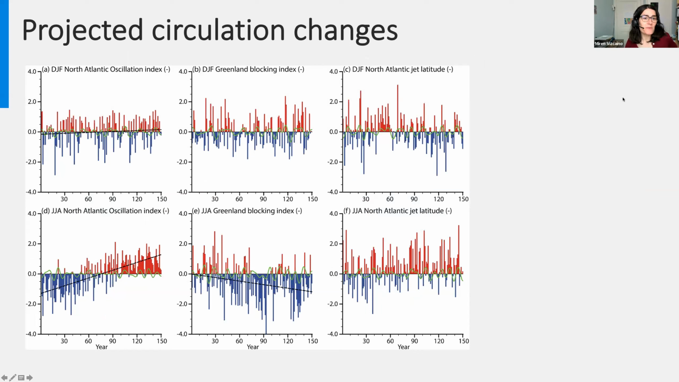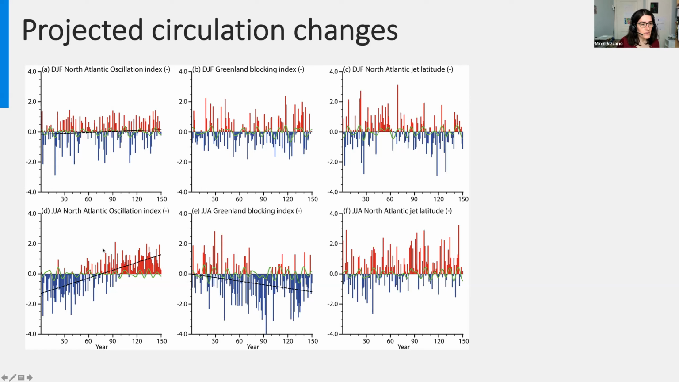And here you can see what happens with circulation, because this is a very big question for us: how future circulation changes will affect the surface mass balance, as the recent melt extremes, for instance the one in 2019, have been associated with particular circulation anomalies, so very strong blocking over Greenland. So let's see what the model is projecting in this case for this scenario.